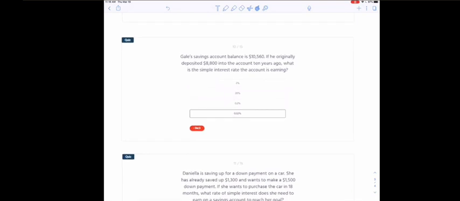So number 10 says, Gail's savings account balance is $10,560.